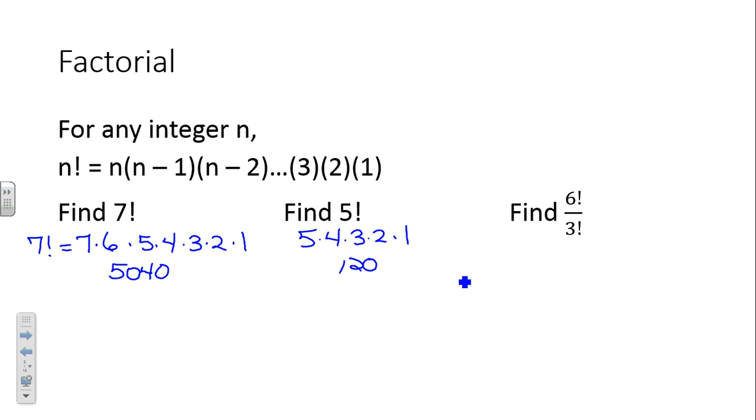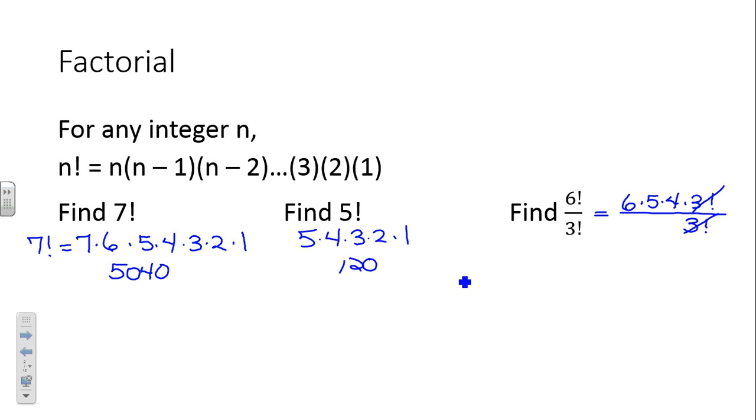Now, if we wanted to find 6 factorial divided by 3 factorial, we can simplify that. That's going to be 6 times 5 times 4 times 3 times 2 times 1, which includes 3 factorial. But I'm going to stop right there because I also see a 3 factorial in the denominator. Doesn't 3 times 2 times 1 cancel with 3 times 2 times 1? Yeah, so don't waste your time writing them completely out. Now we just say that this is 6 times 5 times 4.